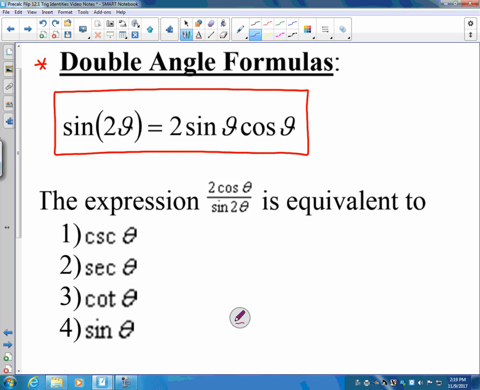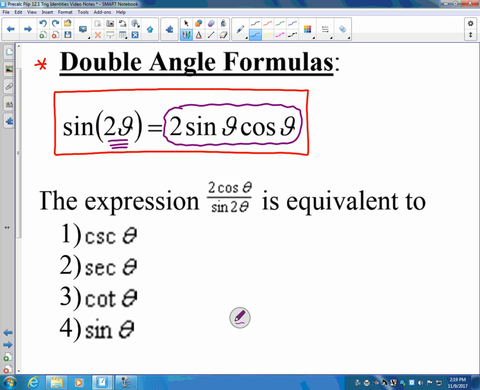The reason why we call it a double angle formula is because theta is the angle and you're doubling it. And the formula is that the sine of 2 theta is the same thing as 2 sine theta cosine theta. Again, just something you need to memorize. So there's your double angle formula for the sine of 2 theta. That equals 2 sine theta cosine theta.